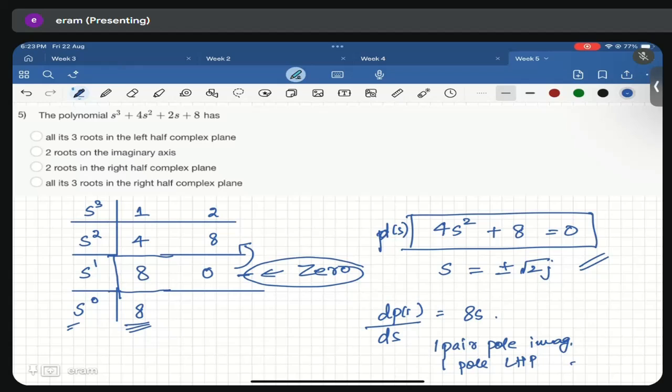So which option is correct? Option 1 is not correct because it's saying all three roots in the left half complex plane. Second option is 2 roots on the imaginary axis. This one is correct till now. Third is 2 roots in the right half complex plane. This is not correct. All 3 roots in the right half complex plane. This is also not correct. So the only correct option is 2.